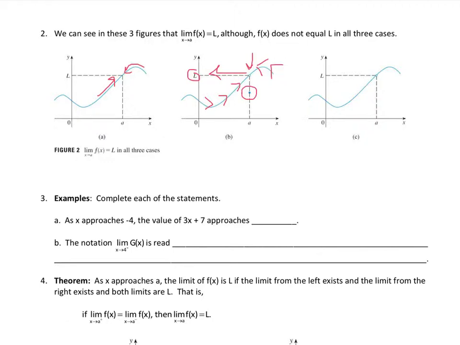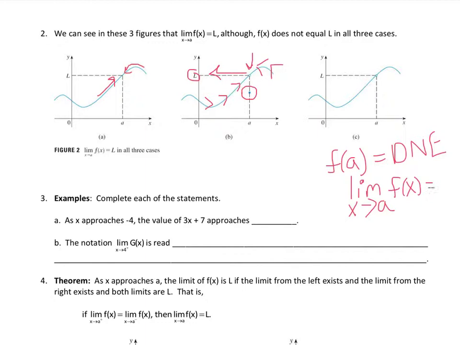at all. If I asked you what f of A was here, you would say does not exist. But if I asked you for the limit as x approaches a of f of x, you would say it is L. So the function doesn't have to exist for the limit to exist.